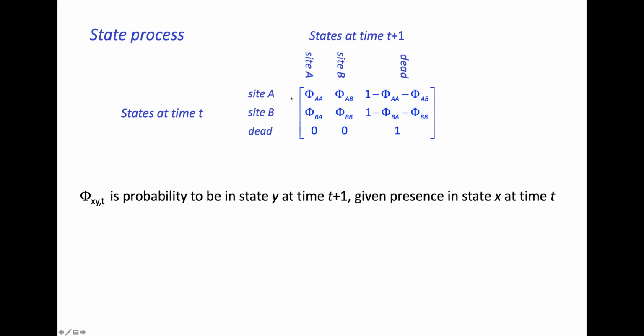It's the same thing as before. It's just that we have this dead state here, and the other constraint we have is that the probabilities in a row should sum up to 1. So this one plus this one plus this one should sum up to 1. And of course, we find again that if you're dead at time t, then the probability that you are alive in site A or B is 0, and for sure you remain dead at occasion t plus 1.